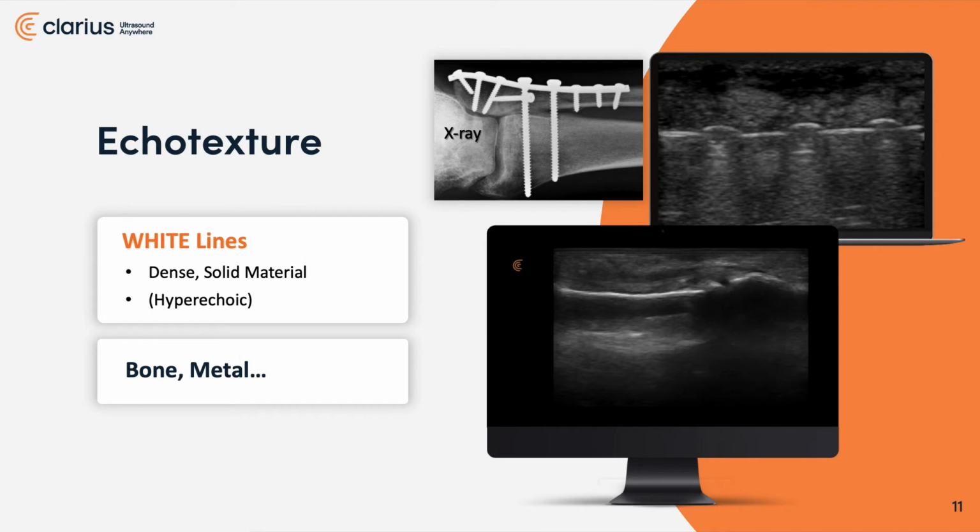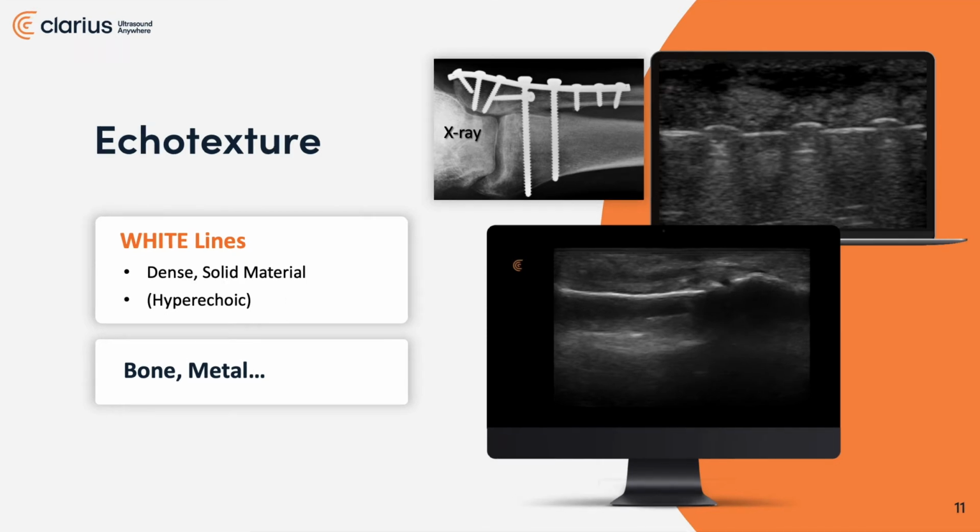Speaking of density, let's get right into echotexture. As you can tell by the top image, that X-ray clearly shows a plate on the lateral aspect of an ankle. And I want you to notice that the ultrasound image below that in the orange frame shows the top 3 screws in that metal plate. And those top 3 screws, along with the plate, offer something below them that we call ring down. It's a signature for metal or hardware.